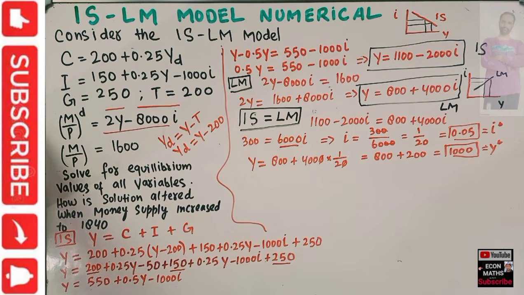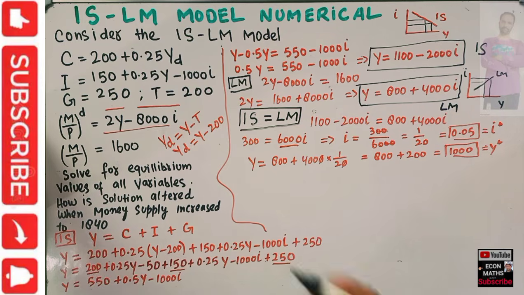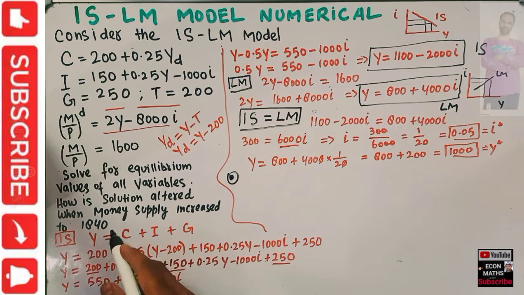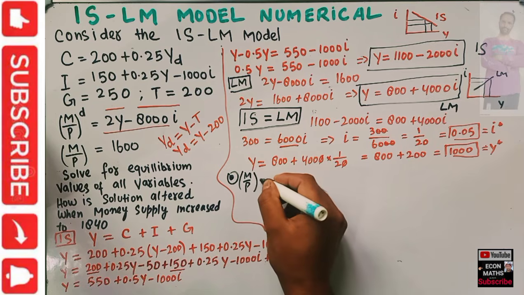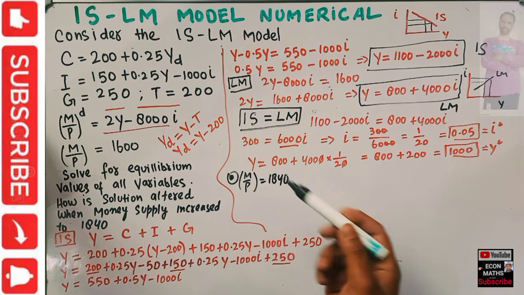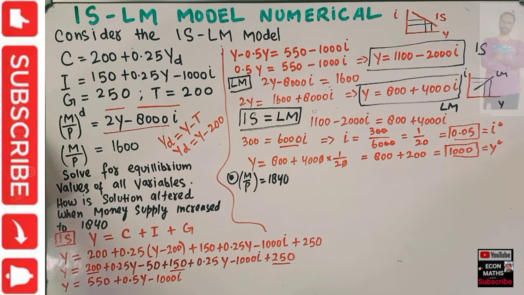Now the question tells us, how is the solution altered when the money supply increases to 1840? What will happen if money supply changes from 1600 to 1840? Simple thing. If money supply changes, that means our M upon P becomes 1840. Now there will be a change in money market equilibrium. So money demand is the same, money supply has changed.